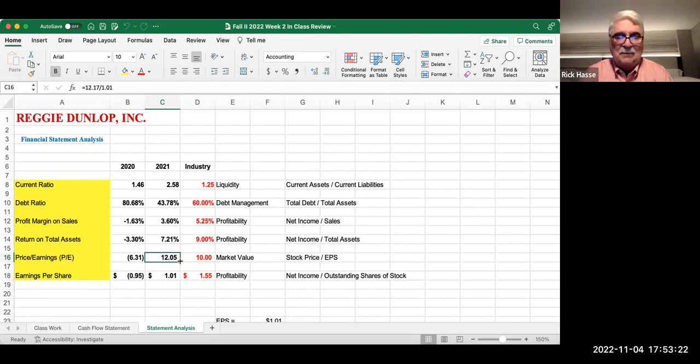Now, what does that mean? Well, it means that the company's stock price in the market, 12 bucks, is about right for the earnings they're earning. Now, if you get a company like Tesla, who has a PE ratio of 310, that tends to say that the stock is overvalued in the market relative to the earnings that stock is generating, which in most cases means stay away from the stock.